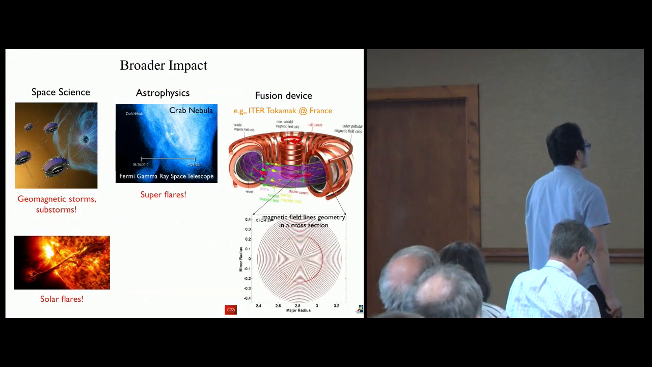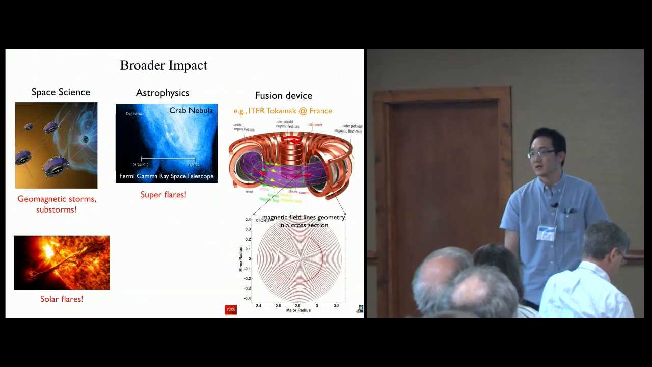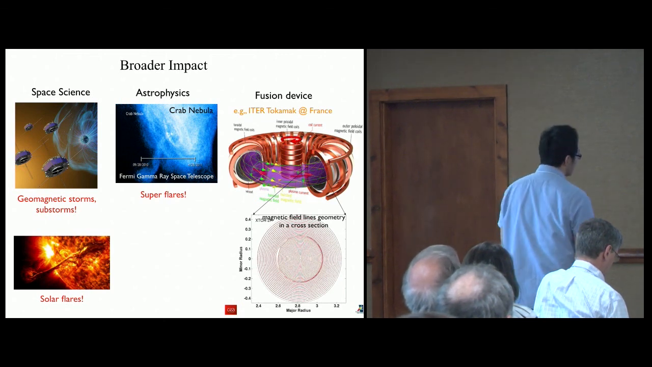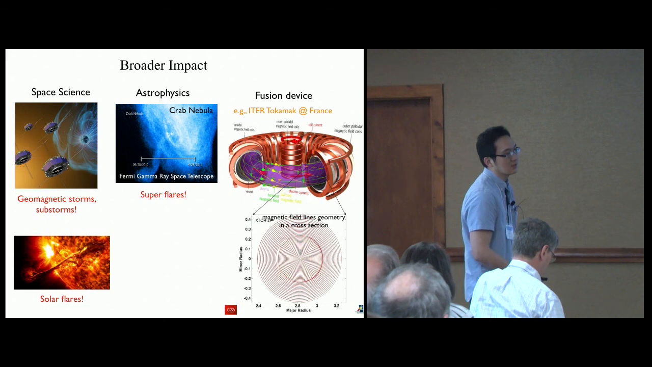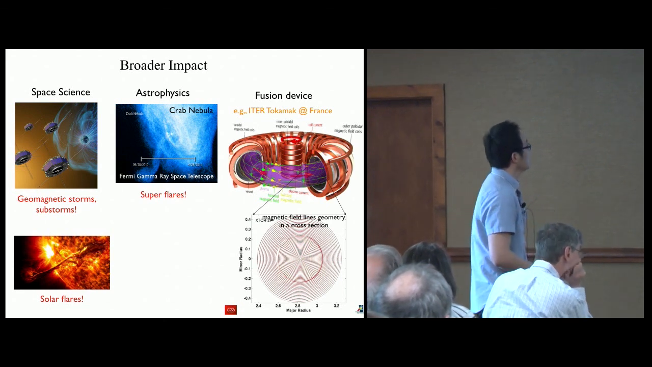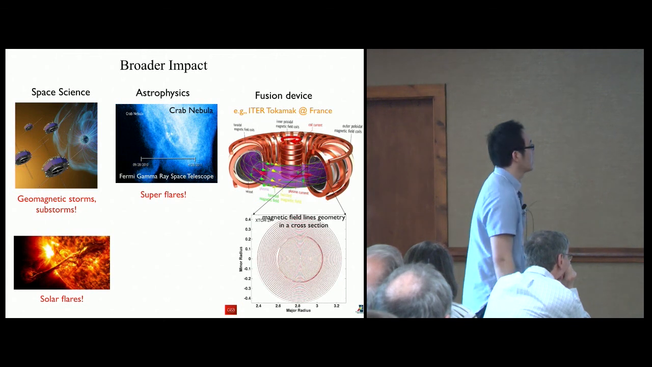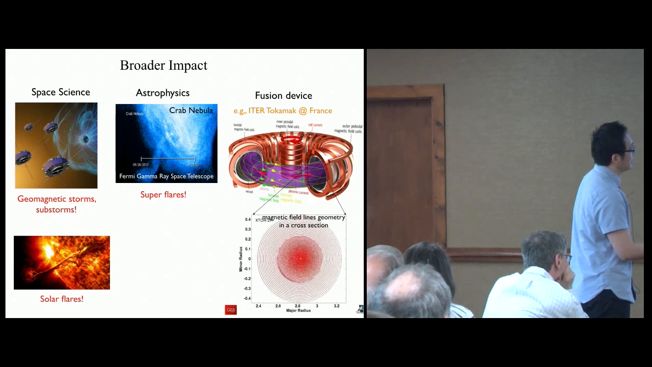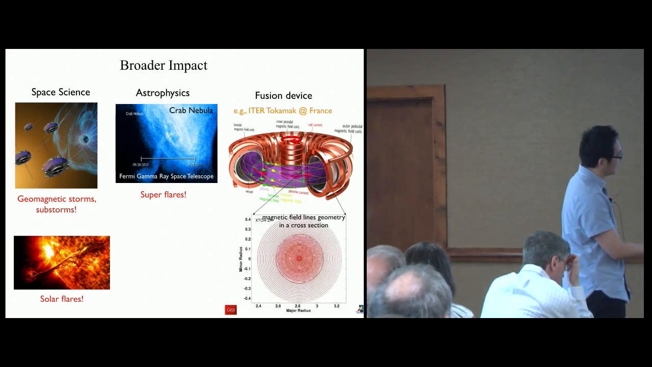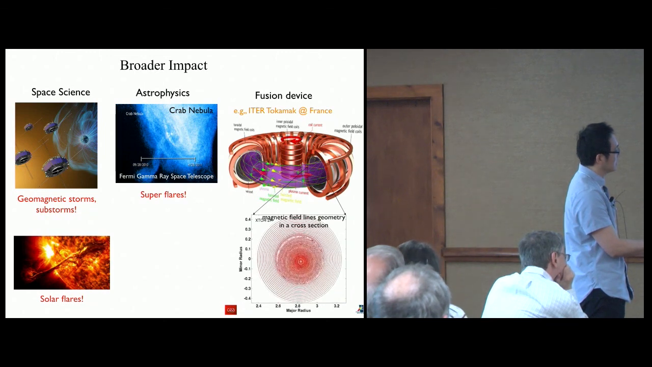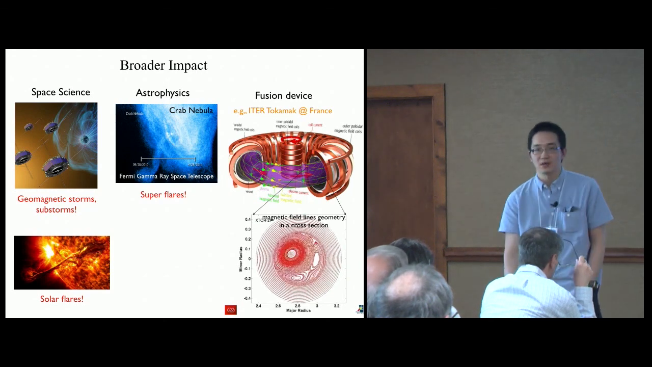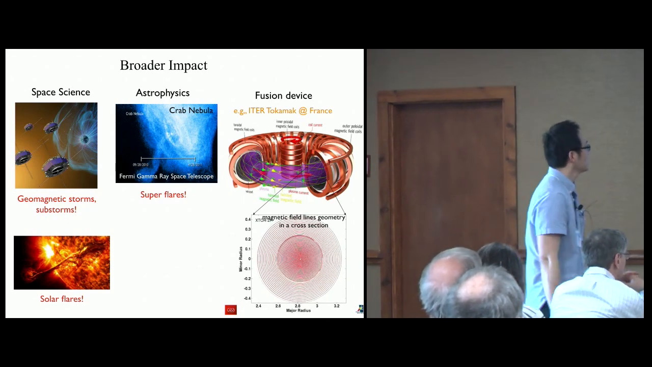Okay, the broader impact. Reconnection is very fundamental plasma physics, so it can have application in space science, the MMS mission, and also solar flares, where the topology change enables the solar flare eruption and the CME. And also maybe the super flare in the Crab Nebula has something to do with the reorganization of the B field. And also in fusion devices, for example, there is a B field here trying to confine a hot plasma. Here it basically shows the topology. You can see once you form this island, it's where reconnection has already happened, and this will spoil the confinement of the hot plasma. So it's bad.